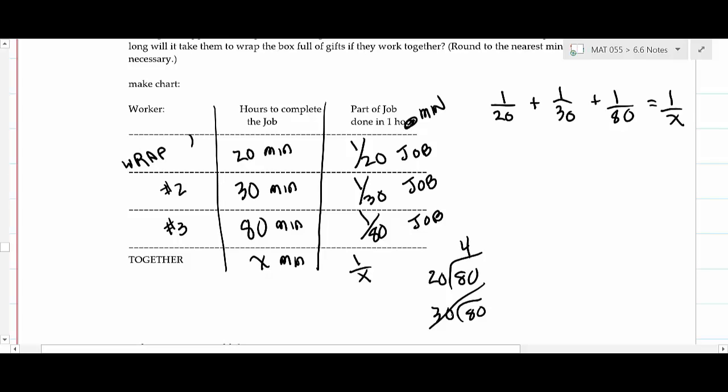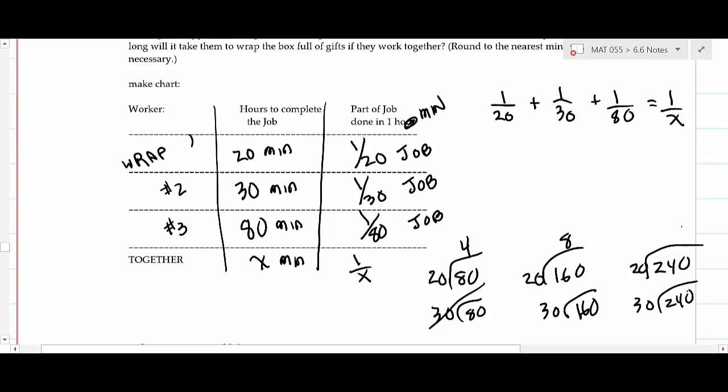So I'm counting off by 80. If I go to 160, does 20 go into 160? Yeah. But does 30 go into 160? In fact, you could just look at 8 if you wanted to. But finally, if you go to 240, what happens? 20 goes in even, 30 goes in even, and so does 80. So that's one way to do it, without having to do factor trees and that kind of thing.